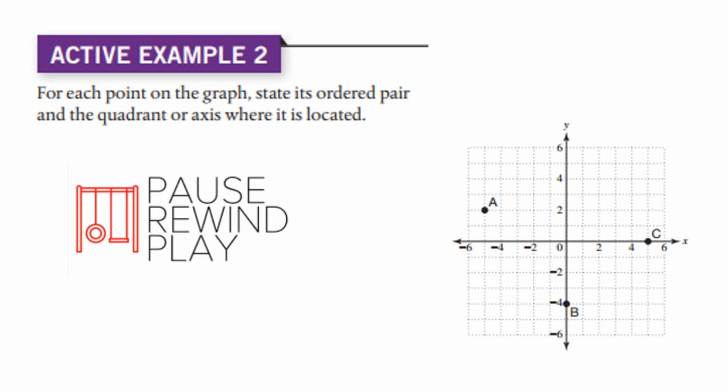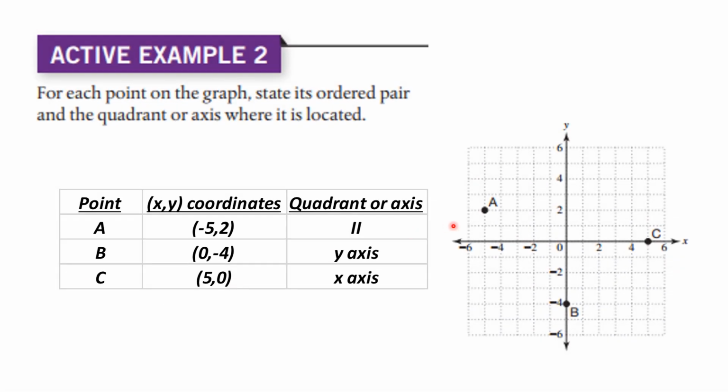I'm going to ask you for each point on the graph, shown here to be point A, point B, and point C, state the ordered pair represented by that point and where it's located. So please give it a go. Let's see how you did. So A is 5 units to the left and 2 units up. It's in quadrant 2. B is 0 units left or right, but down 4, and so it's on the y-axis. And C is 5 units from the origin to the right, but nothing up and down, so it is on the x-axis.